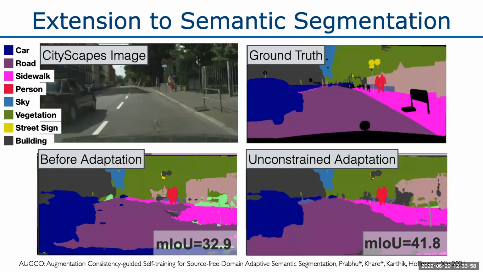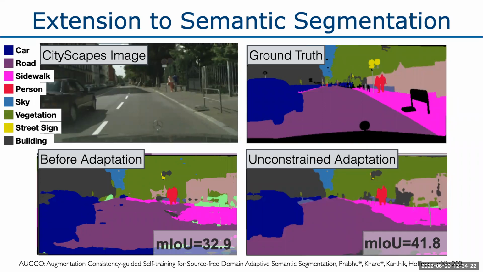In follow-up work, we try to extend this to a more realistic and complicated task of semantic segmentation. Seen here on the top left is an image from the Cityscapes dataset, and we are trying to do adaptation from the Grand Theft Auto game to this Cityscapes driving dataset. And here is the ground truth annotation for this image.